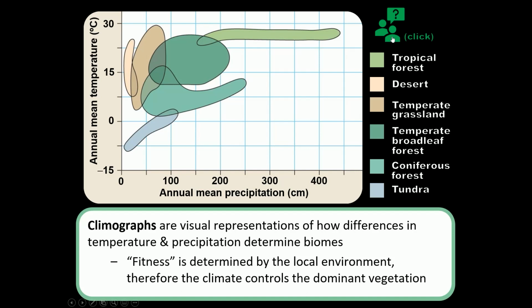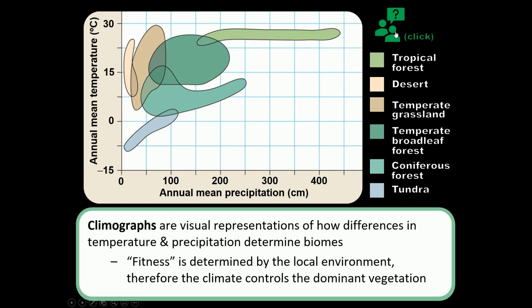Now, this concept ties together a whole bunch of different notions that we've been talking about this semester. One, ecosystem diversity. We're talking about all of the different ecosystems that you could have, and this is honestly just a small number of them. Two, we're talking about how the abiotic factors of an environment control the biotic factors of an environment. Three, we're talking about how the dominant form of vegetation in an ecosystem determines what kind of ecosystem you have. Four, we're actually talking a little bit about evolution. Down here I have noted fitness is determined by the local environment, therefore the climate controls the dominant vegetation.